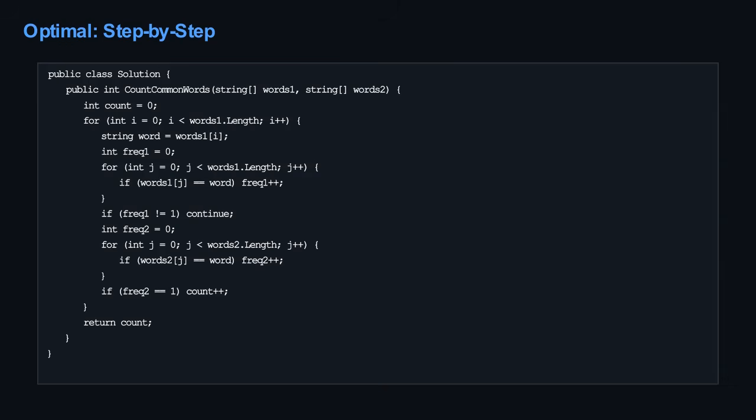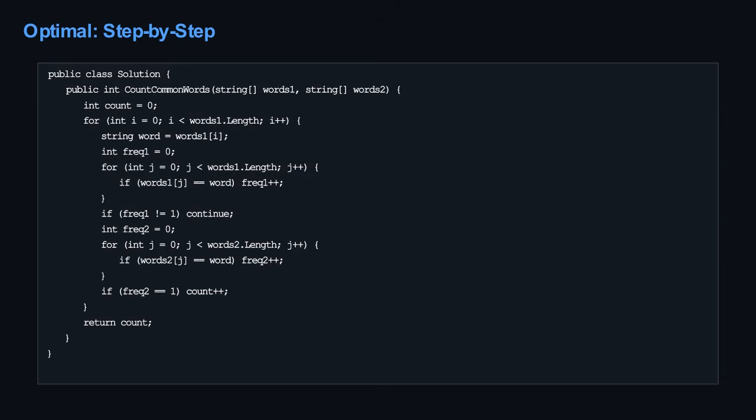Now we iterate freq1. For LeetCode, its count is 1. Check freq2. LeetCode is present and its count is 1. Increment total. For is, its count in freq1 is 2. Skip. For amazing, its count is 1. Check freq2. Amazing is present and its count is 1. Increment total.